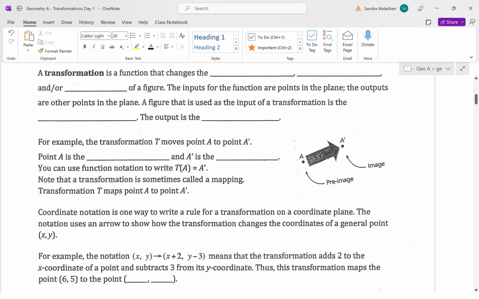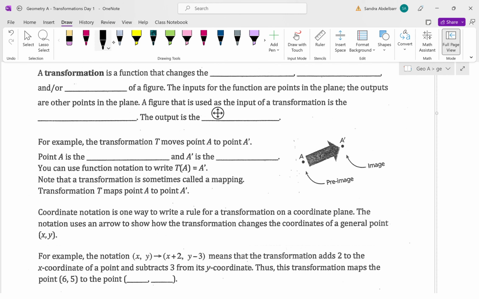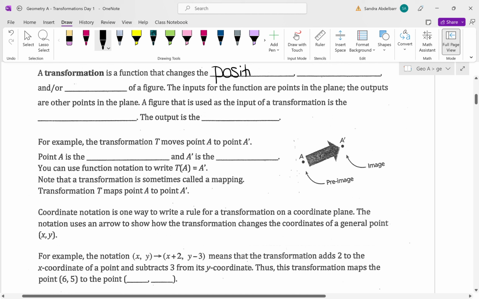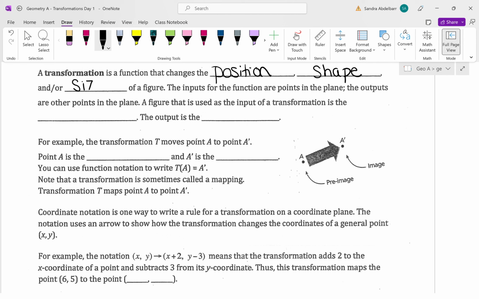A transformation is a function that changes the position, shape, and/or size of a figure. The inputs for the function are points in the plane. The outputs are other points in the plane. A figure that is used as the input of a transformation is the pre-image. The output is the image.